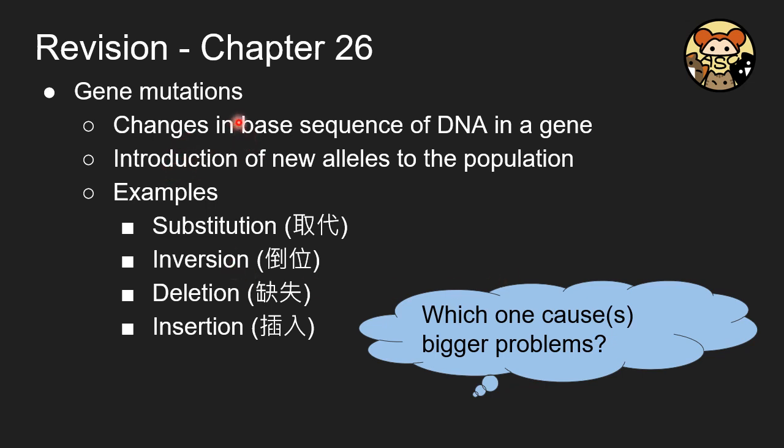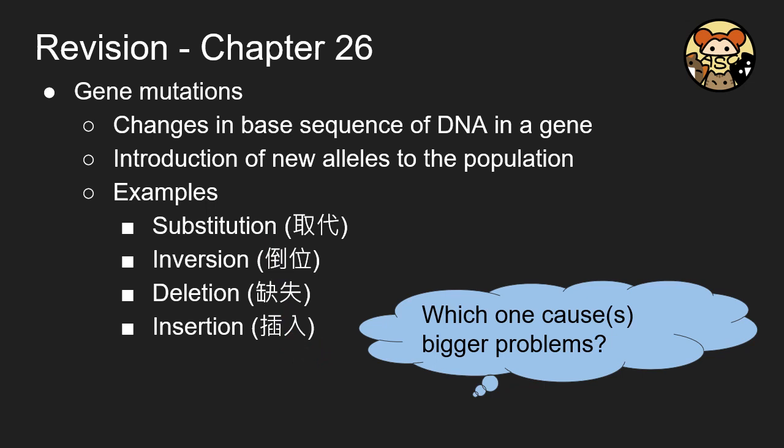So what actually is a mutation? Mutation is a change of the base sequence of the DNA. So it's introducing new alleles to a population. Here are examples of how gene mutation can actually occur: by substitution, inversion, deletion, and insertion. These are the four main types of gene mutation.